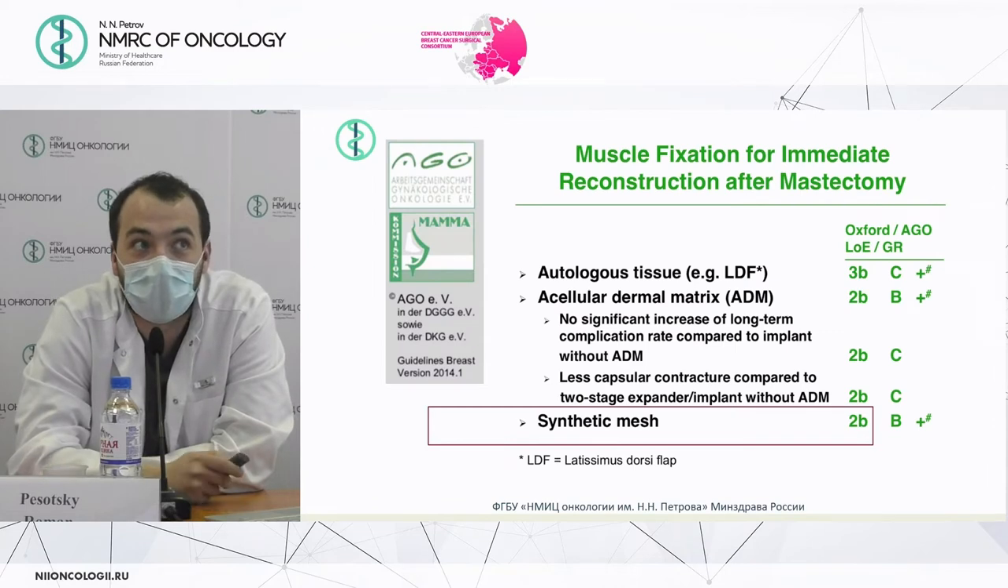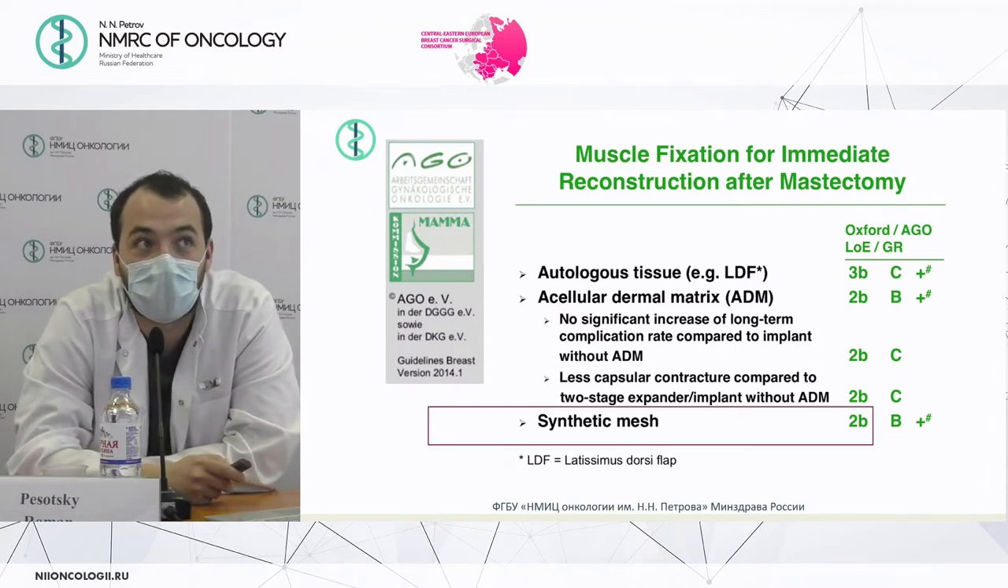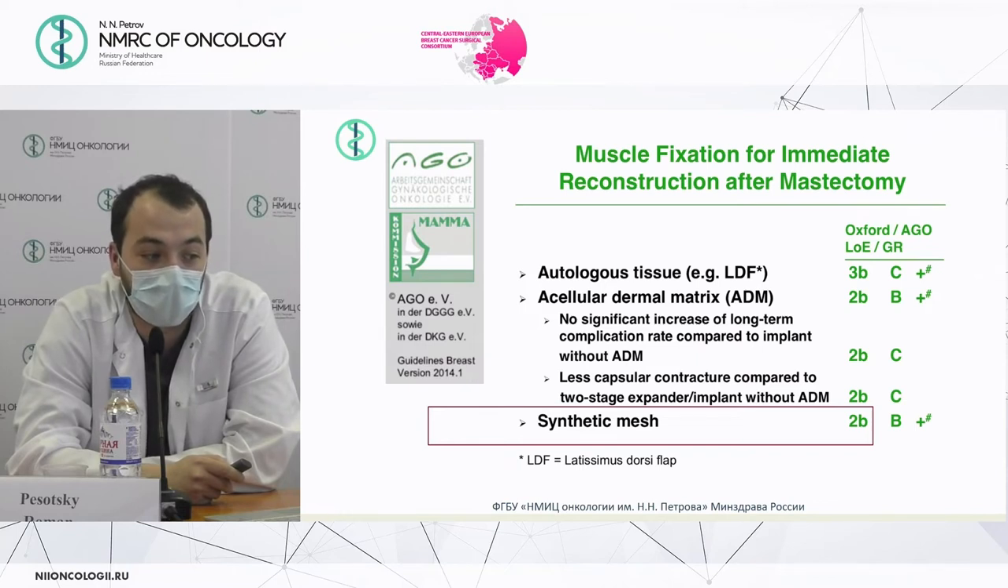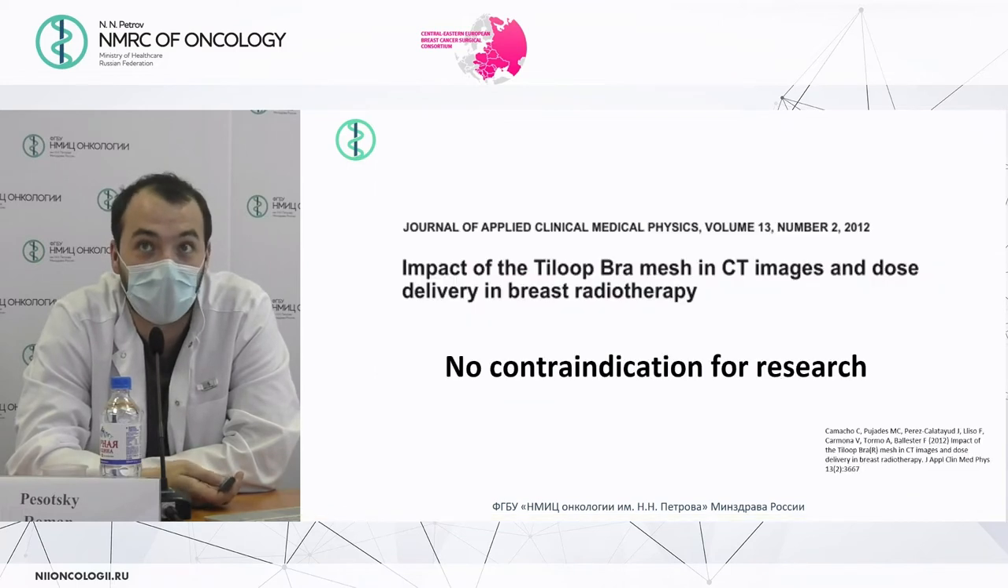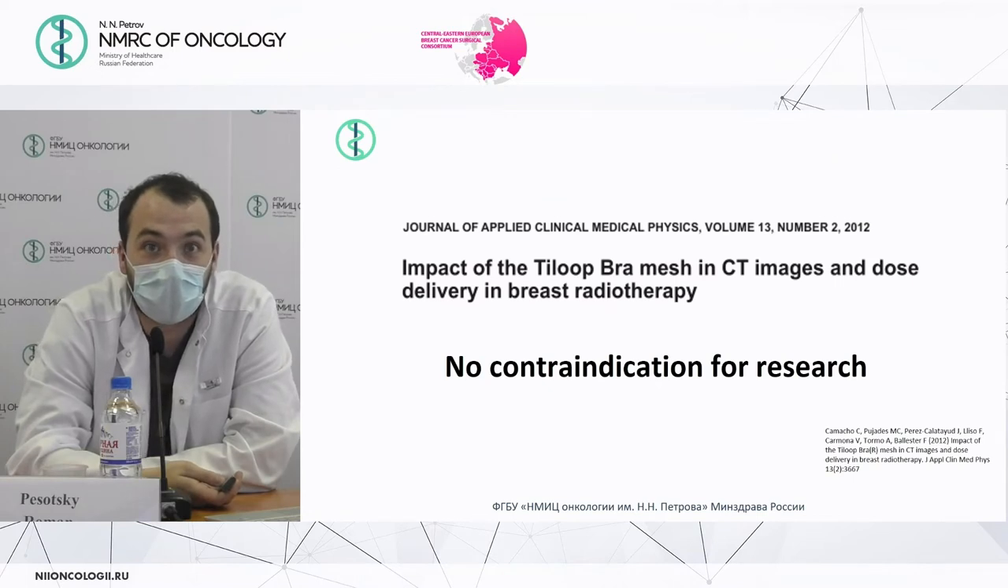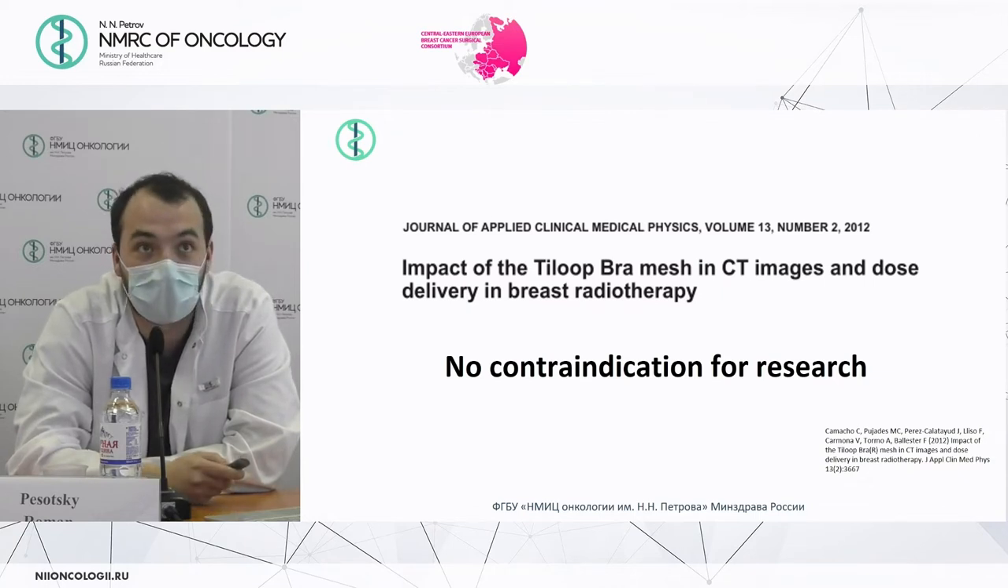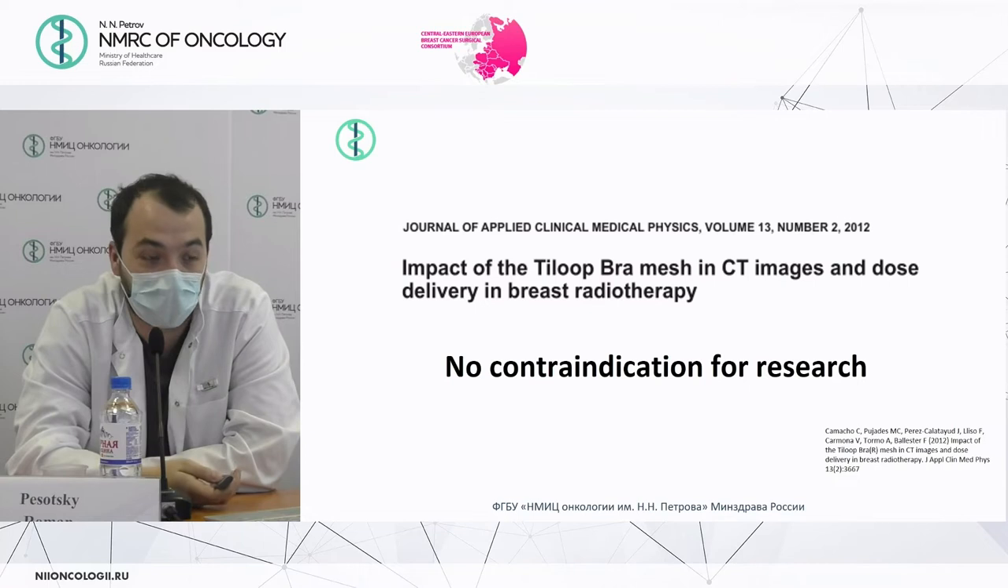If we are speaking about recommendations nowadays, there is only one guideline, by the German expert group on breast cancer and breast reconstruction, that gives an index of 2B for synthetic mesh in immediate reconstruction after mastectomy. And speaking about the surface of this mesh, we all know it has titanium. But recent studies show no contraindications for research and TiLoop RAB reconstruction.